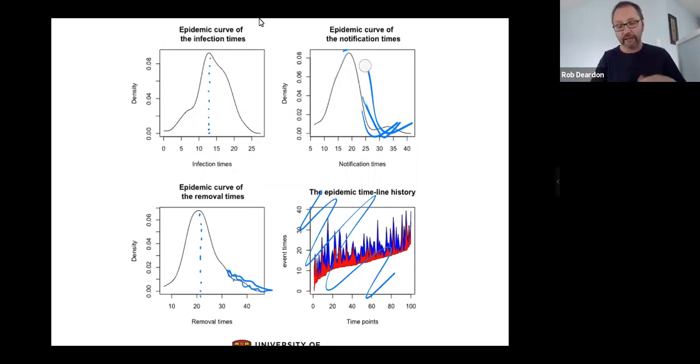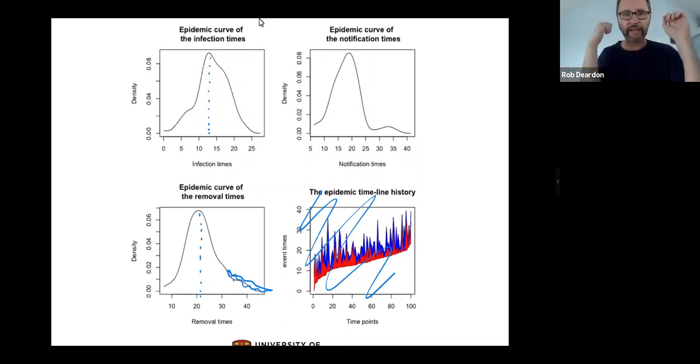And you don't have to just do that with the epidemic curve. You can think of the distribution of the final number of cases, all sorts of different ways of comparing the observed data with the realizations that your model produces.